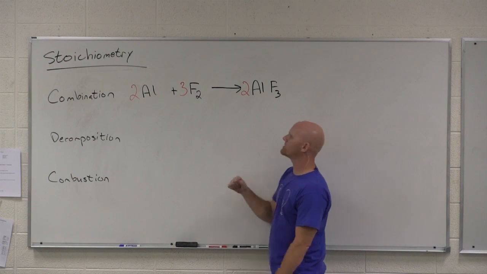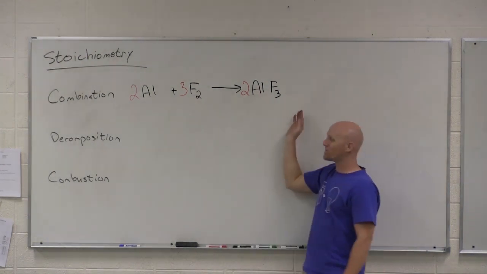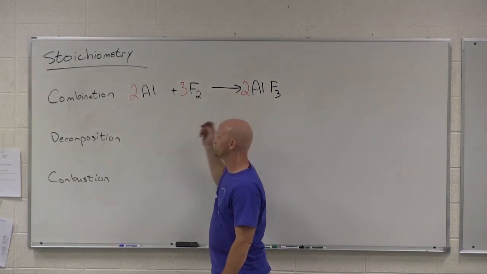For combination reactions, if it's a metal with a non-metal, you should be able to predict the formula of the product, but also balance this as well.